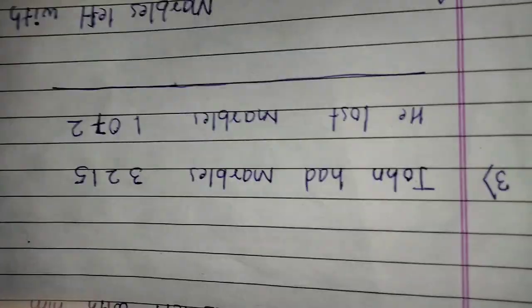John had 3,215 marbles. He lost 1,072 marbles. How many marbles are left with him? Now John was playing with the marbles. In total he had 3,215 marbles and he lost 1,072 marbles. Now they are asking how many marbles are remaining with John. We'll go for the solution.